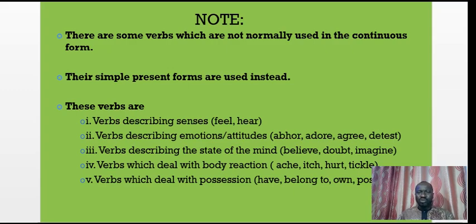Verbs describing emotions and attitude: abhor, adore, agree, detest. We don't have abhorring, adoring, agreeing. We don't have that. But most of the time we do say. Verbs describing the state of mind: believe, doubt, imagine. I'm imagining, I'm doubting. We do say some of these things, but we have to be very careful of that.